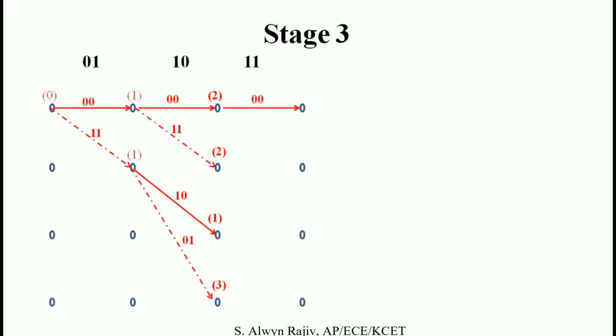The code word becomes 0, 0. Compare this received sequence to this code word. The two bits to be changed. The Hamming distance value becomes 2. The metric value becomes 2 plus the previous node value 2, which is 4. We are going in a similar way.